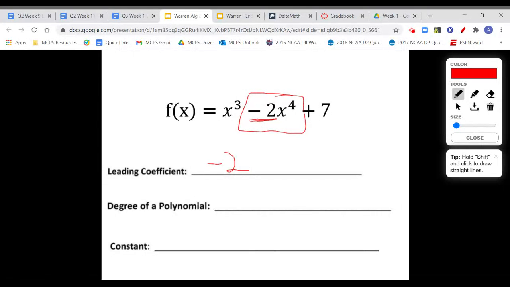My degree, again, is the largest exponent, so that is going to come from the same term, always the same term you get the leading coefficient from, and that exponent is 4. And then again, in this example, same as the last example, my constant is 7 because that is the plain old number being added on at the end.